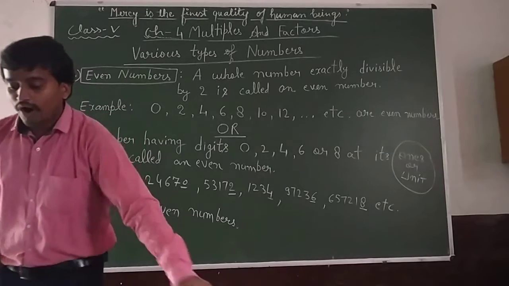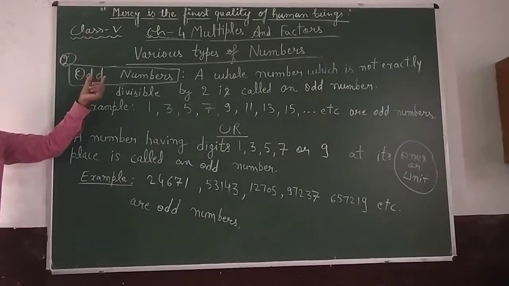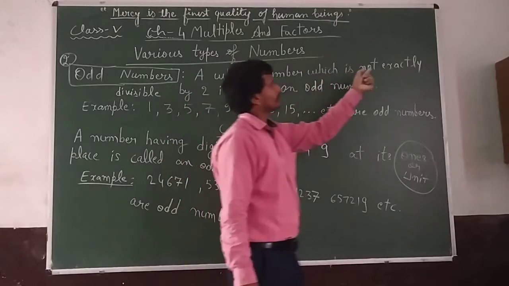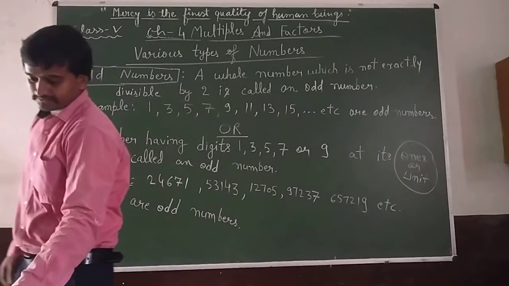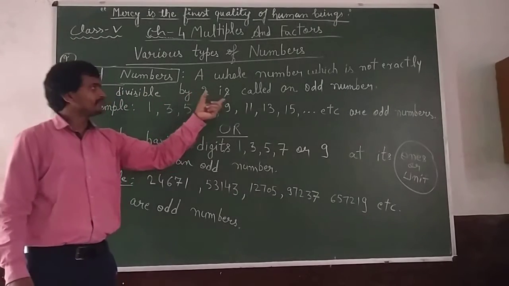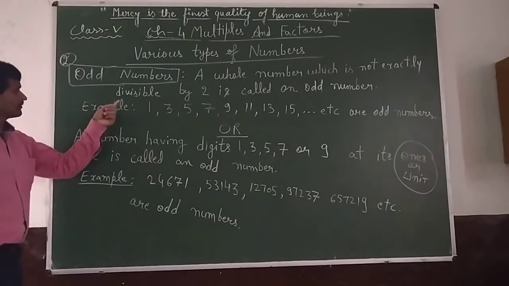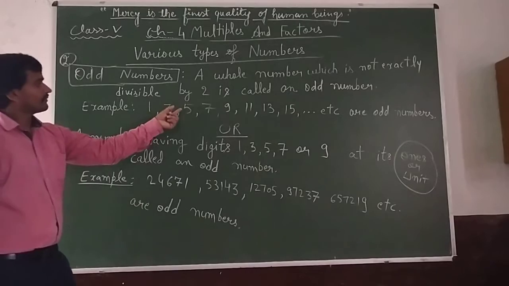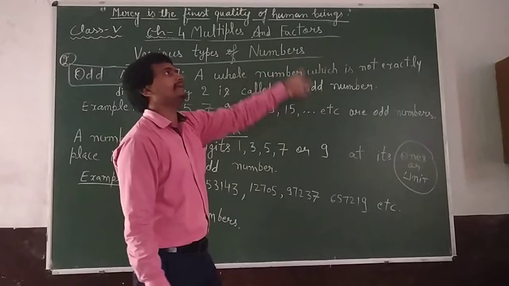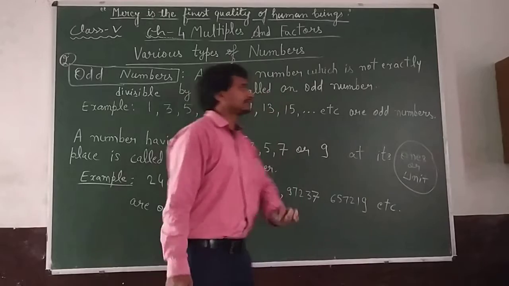Next one is odd numbers. A whole number which is not exactly divisible by 2 is called an odd number. For example, 1, 3, 5, 7, 9, 11, 13, 15, 17, 19 and so on. These all are odd numbers.